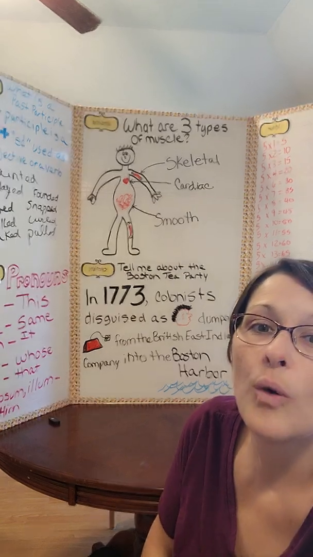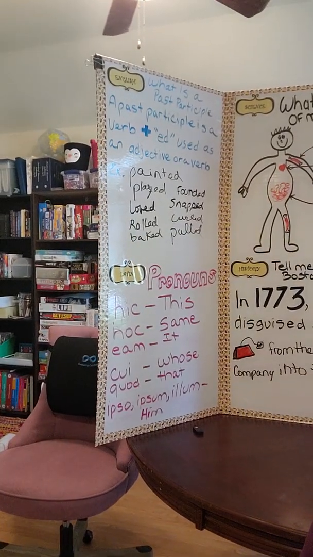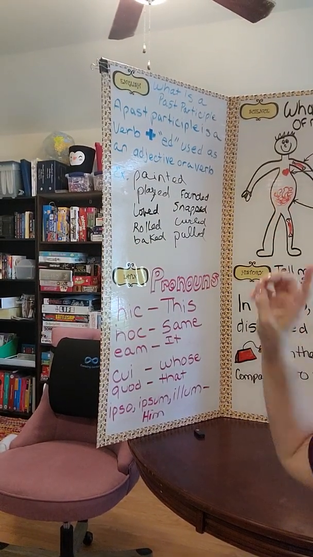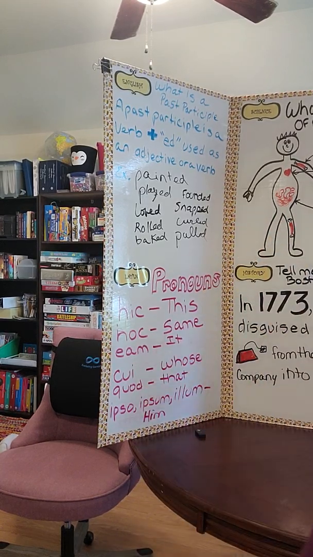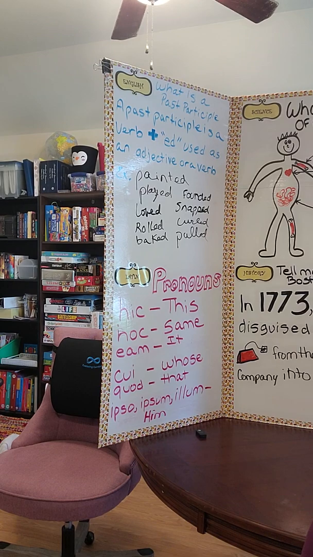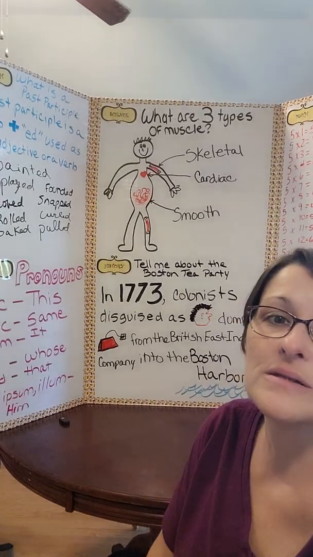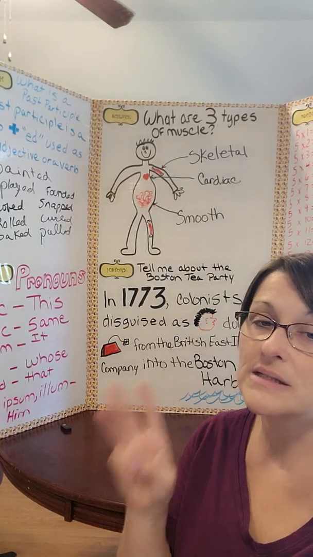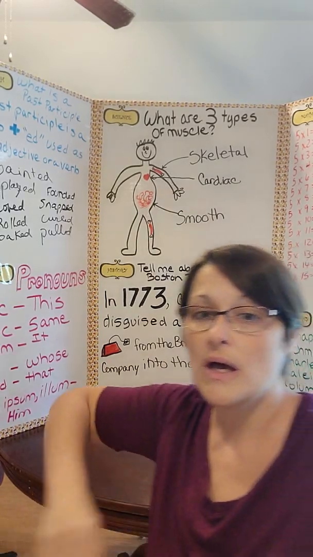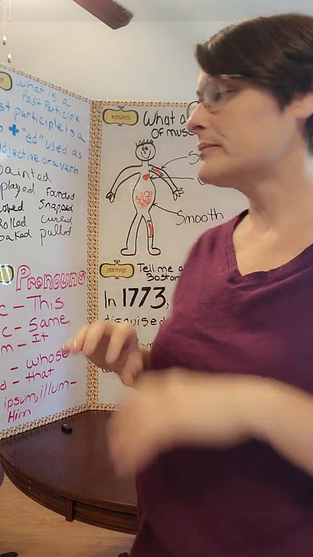And then we had, what is a past participle? A past participle. A past participle is a verb plus ed used as an adjective or a verb. And then I had the kids give me some examples. And then science, we did 3 types of muscle: skeletal, smooth, cardiac.